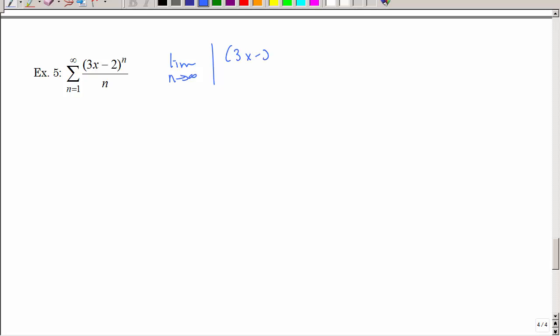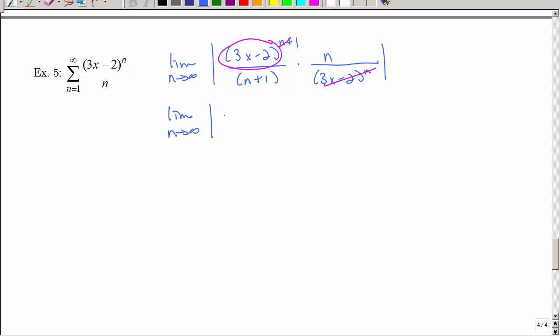So we have 3x minus 2 to the n plus 1 over n plus 1. So reducing, that leaves me 3x minus 2. So I have the limit as n approaches infinity of 3x minus 2 times n over n plus 1. When n approaches infinity, that value is going to go to 1, so this equals the absolute value of 3x minus 2. So that means this series will converge if this is less than 1.